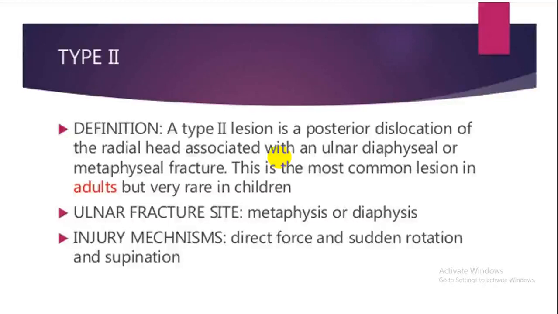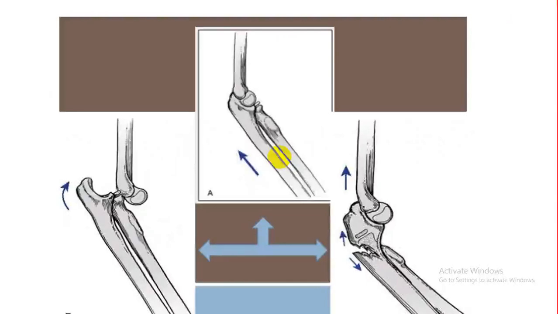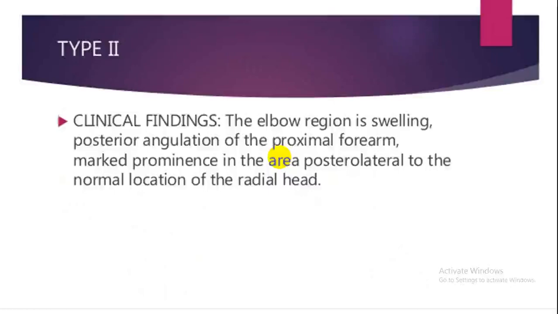Type 2: posterior dislocation with fracture of the ulna at the metaphysis or the diaphysis. The mechanism is direct injury or sudden rotation or supination. It's a rare type, about 5% of cases. This is type 2, with posterior dislocation.